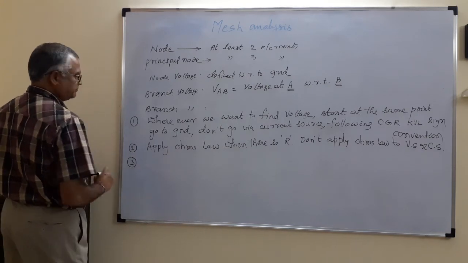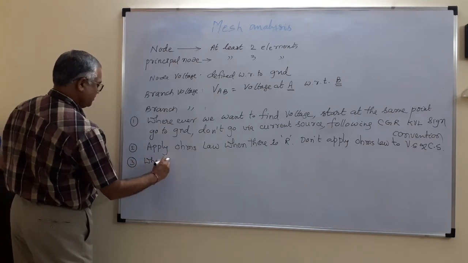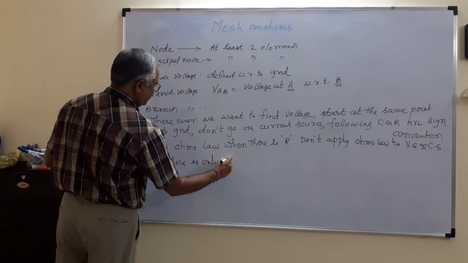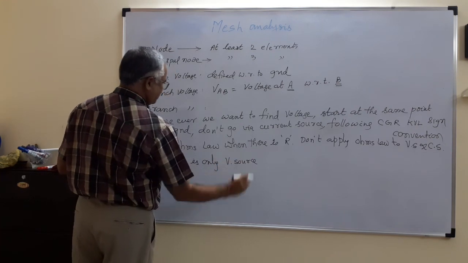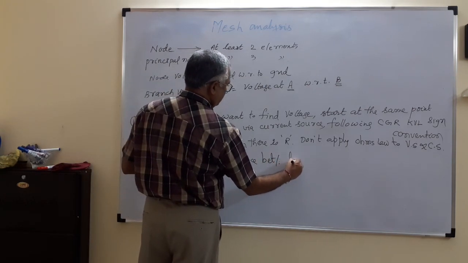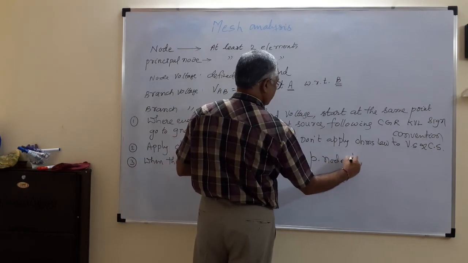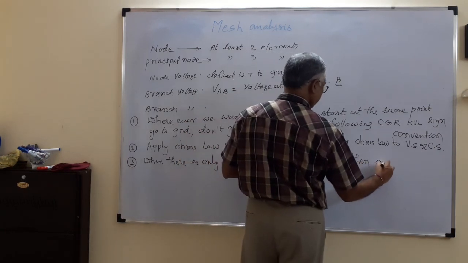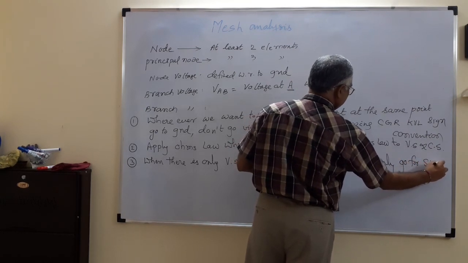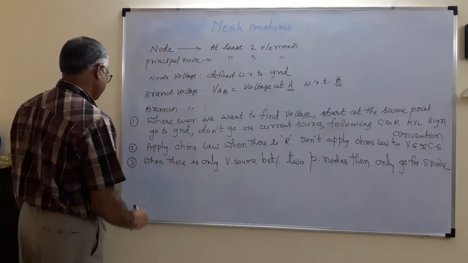Then third statement, supernode. When there is only a voltage source between two principal nodes, then only go for supernode. This is also very important.